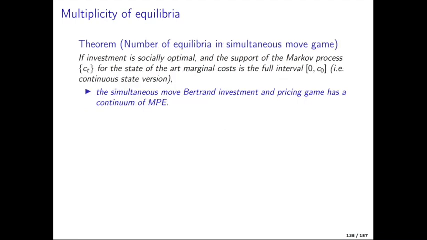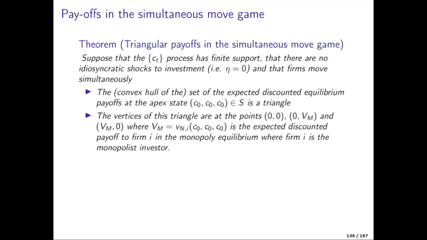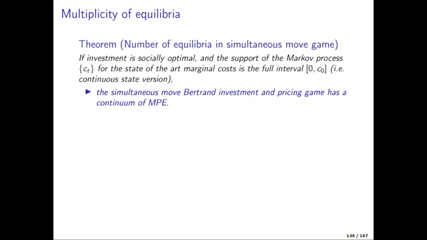Okay, so now here's the multiplicity of equilibria, the number of equilibria in the simultaneous move game. If investment is socially optimal, then the support of the Markov process for the state-of-the-art cost is the full interval, so you have a continuum of states. Then you have a continuum of Markov perfect equilibria. So it's like a folk theorem result, like anything can happen. Well, it's not like anything can happen, but there's a continuum of things that can happen.